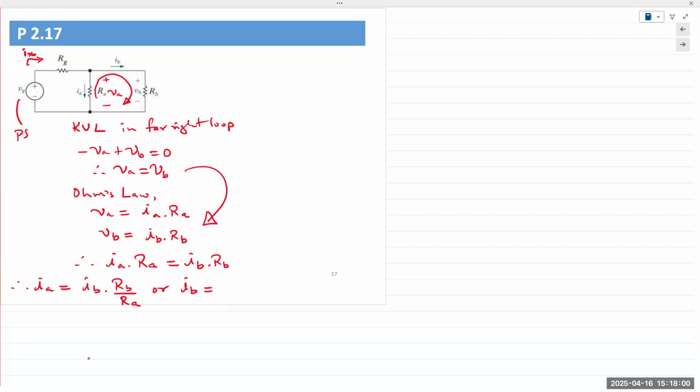Or I can describe IB as IA times RA over RB. Does that make sense to everyone? Right? You want to eliminate one of the variables, so we only need one equation to solve for it.